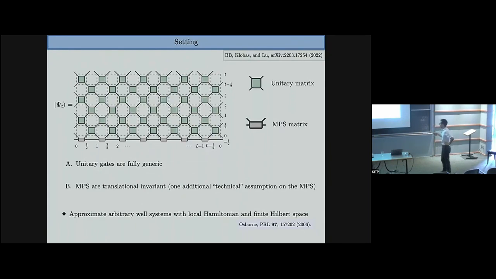I will also make an additional technical assumption on this MPS, which is essentially that the relation I was mentioning before between logarithmic negativity and mutual information holds on the initial state. So this setting is indeed very general, and one can show that with circuits of this form, one can approximate arbitrarily well systems with local Hamiltonian and finite Hilbert space.